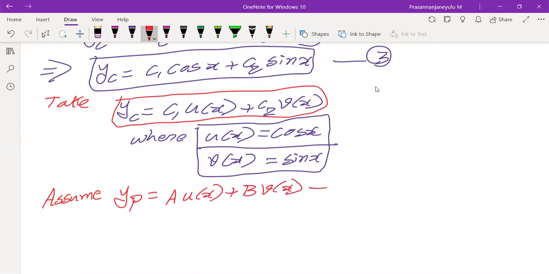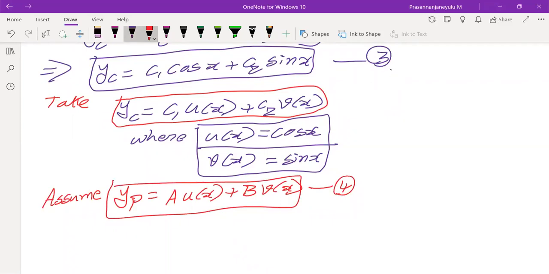Take it as equation number 4. Now we need to find the values of A and B and substitute them in equation number 4 along with the u, v values. Actually, A and B are also functions of the x variable. In general, A and B are functions of x.